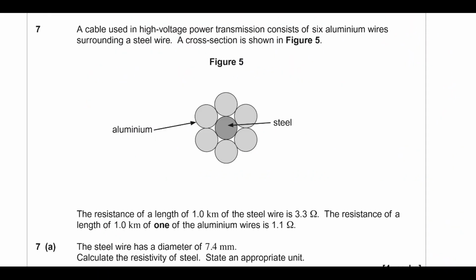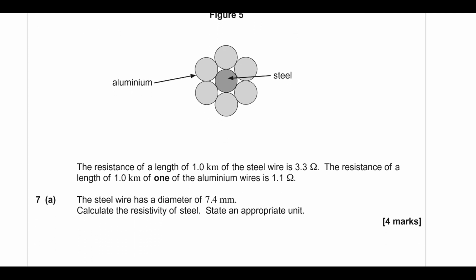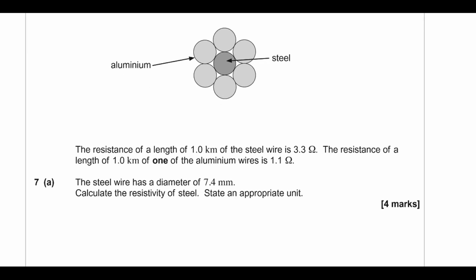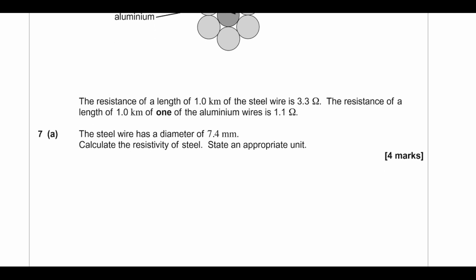Okay, so I can sense a longer answer question coming, as we haven't had one yet. So we've got a cable used in high voltage power transmission, 6 aluminium wires surrounding a steel wire, and the cross section we can see. Resistance of a length of 1 kilometre of steel wire is 3.3 ohms. The resistance of a length of 1 kilometre of aluminium wire is 1.1 ohms. Steel wire has a diameter of 7.4 millimetres. Calculate the resistivity of steel.